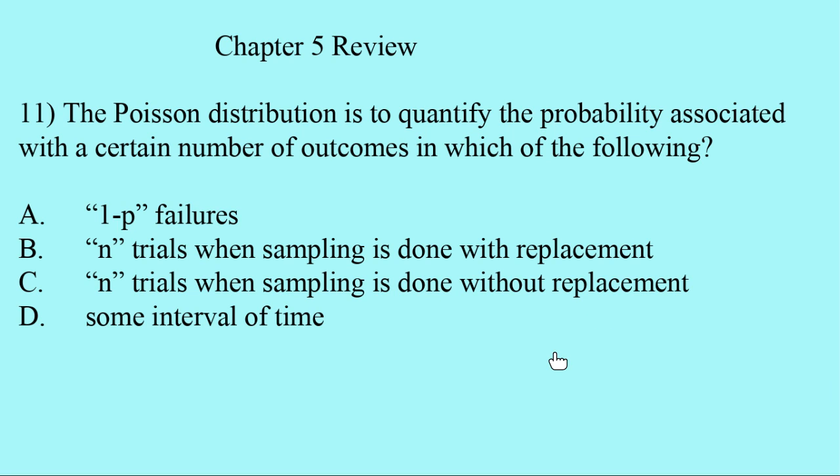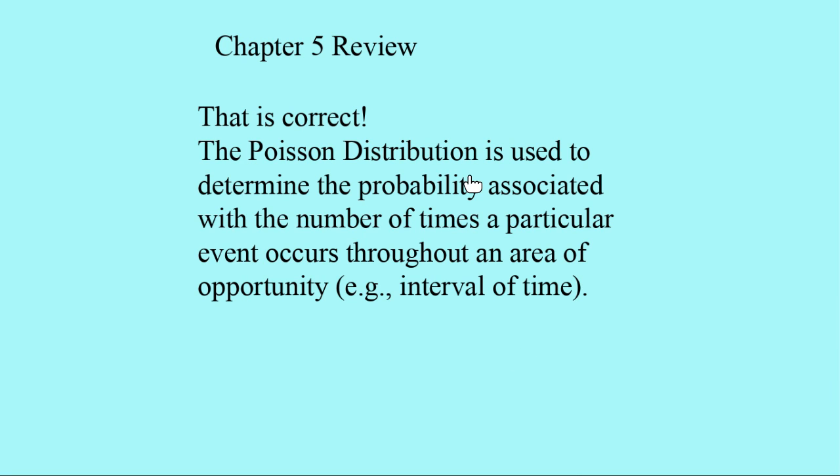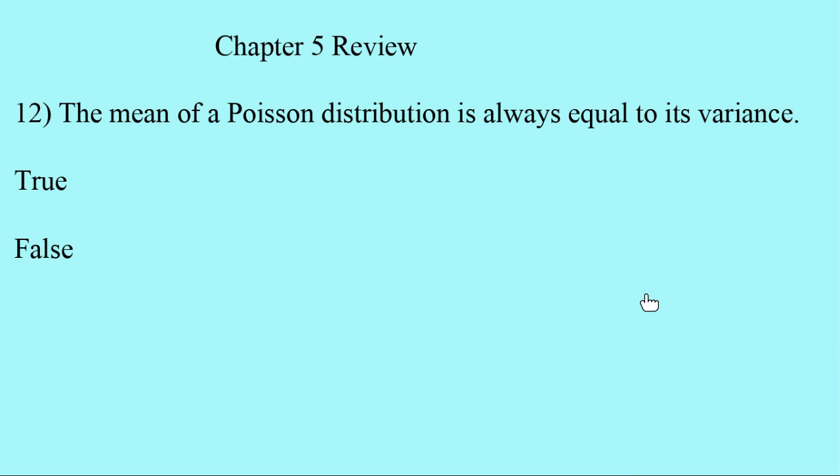Okay, but you are correct. But remember, you link interval of time with the Poisson distribution. So the Poisson distribution is used to determine the probability associated with the number of times a particular event occurs throughout an area of opportunity. Example, interval of time. Very good. That's great. Number 12, the mean of a Poisson distribution is always equal to its variance. True or false?